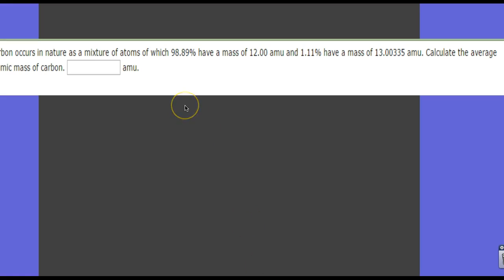So here is a problem that was on WebAssign in the year I made this podcast. Carbon occurs in nature as a mixture of atoms, of which 98.89% have a mass of 12, and 1.11% have a mass of 13. Calculate the average atomic mass. Again, I'm going to try to do this in fine style without a real writing instrument.